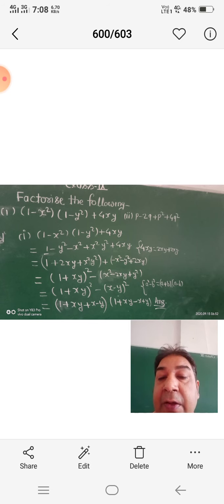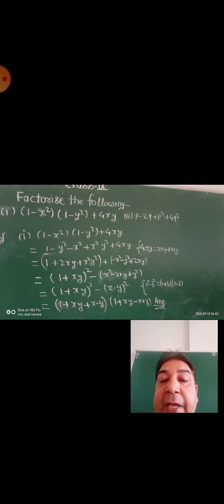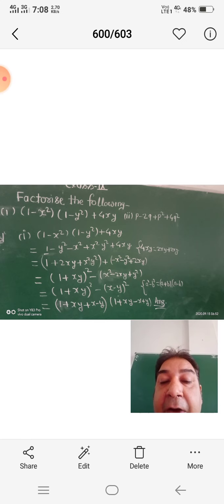You can write (1 plus xy) whole square, because you know that (a plus b) whole square equals a square plus 2ab plus b square. So in place of a there is 1 and in place of b there is xy. After then, if you take the common, you get in bracket x square minus 2xy plus y square. You can write it (x minus y) whole square.